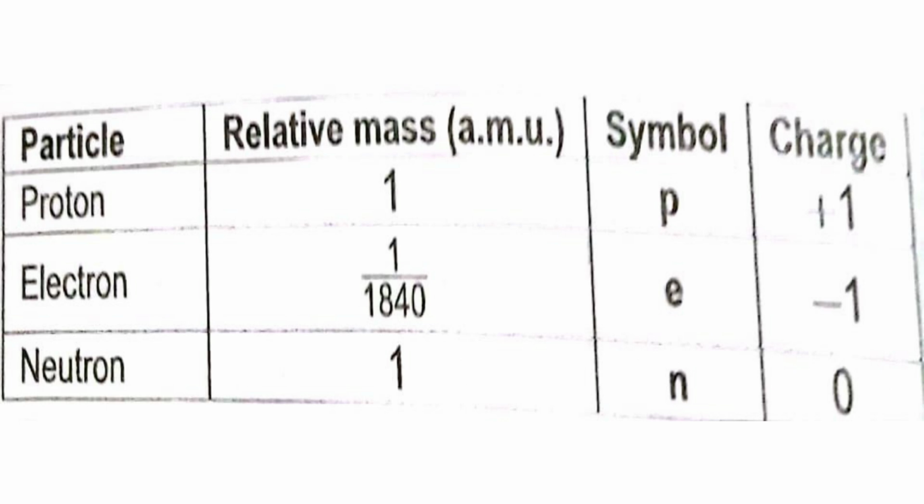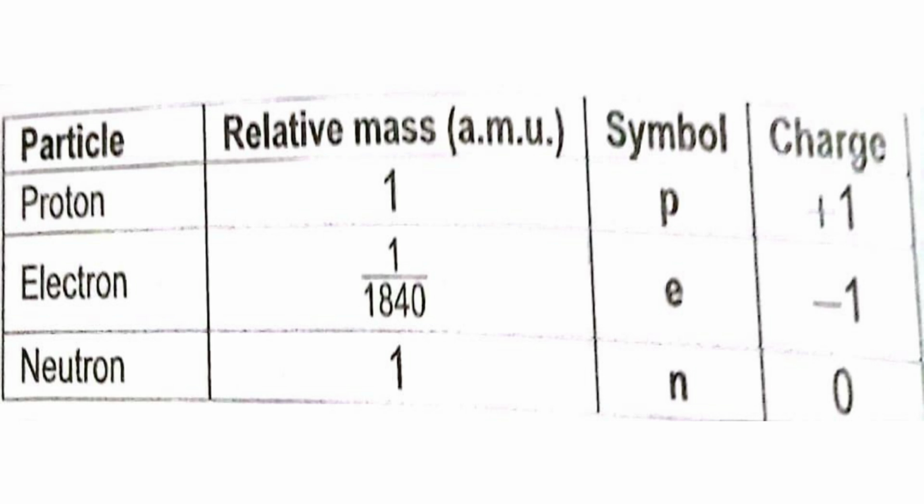Properties of subatomic particles. We have a table showing the summary of subatomic particles. We have the proton, which has a relative mass of 1. The chemical symbol is P and the charge is positive 1. We have the electron, which has a relative mass of 1/1840. The chemical symbol is letter E and it has a -1 charge. Then finally we have the neutron, which has a relative atomic mass of 1. The chemical symbol is an N and the charge is 0.